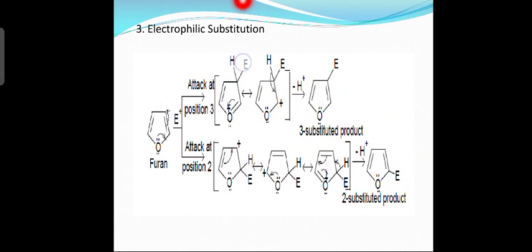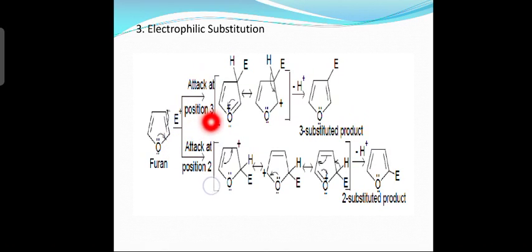Now next let us say electrophilic substitution. Electrophilic substitution takes place in two ways: attack at position 3 and attack at position 2. Where is the third position? This is third. Second position here. So by shifting of electrons, in two ways you will have two types of attacks.